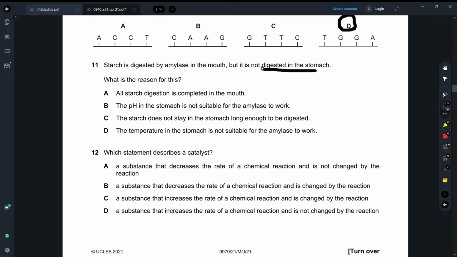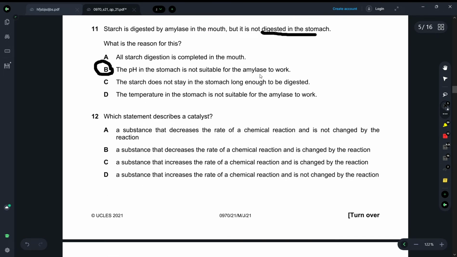So we're going to say B. If we look at the other options: starch does not stay in the stomach long enough to be digested. No, that's not an answer. Temperature in the stomach is not suitable for the amylase to work. Temperature is suitable, however, pH is not. So just remember, pH is different for all enzymes. For amylase, the stomach is not suitable. It just doesn't work there.